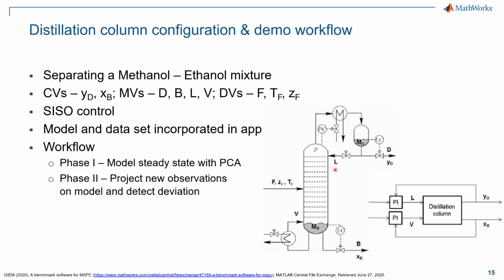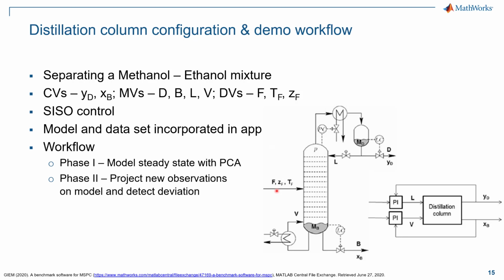The unit that we will be looking at is a distillation column. This is purifying a methanol-ethanol mixture. The controlled variables are YD and XB, which represents the quality variables in the top and bottoms respectively. The manipulated variables are the distillate flow rate, bottoms flow rate, reflux, and vapor flow rate back to the column. The disturbance variables are the feed flow rate, temperature of the feed, and the quality of the feed. It also has two simple PID loops with single input, single output control.